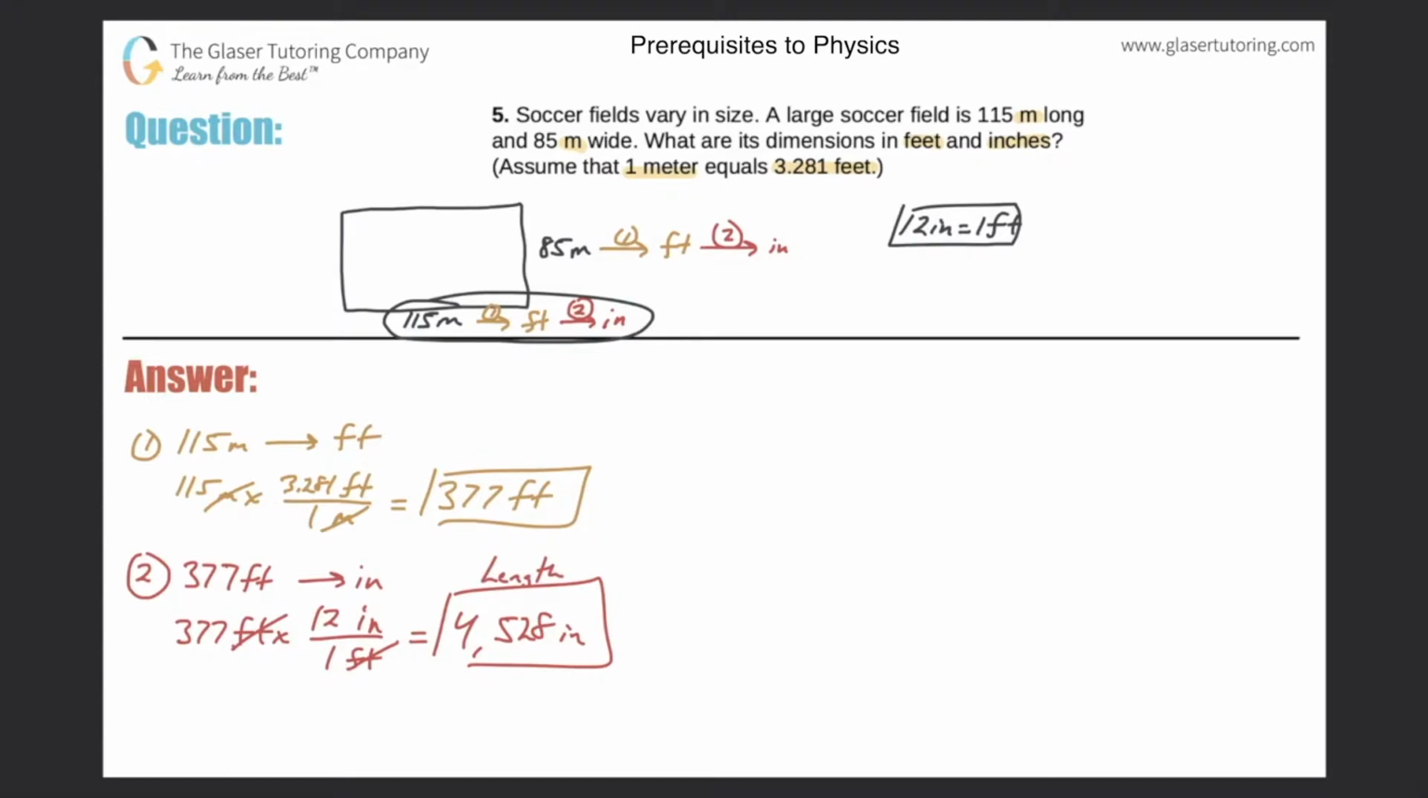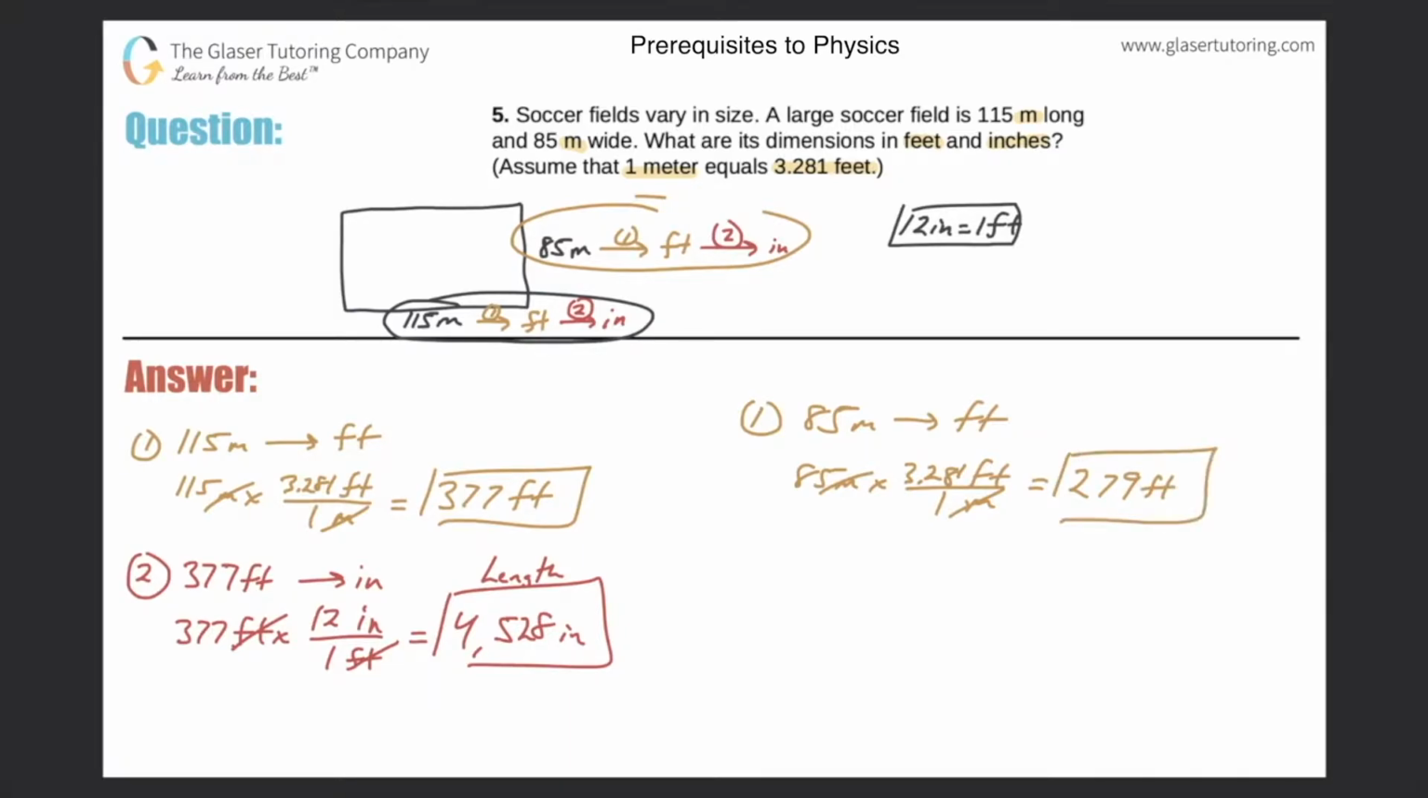Next one, let's now focus on the width. So it's basically the same process, right? So first step, we're going to take 85 meters and convert that into feet. So we're going to write down what we have, 85 meters. Put meters on the bottom, feet on the top, and then the numbers, 3.281 feet in 1 meter. Meters cancel. So now plug that into your calculator. 85 times 3.281. And again, I'm going to round. That comes out to about 279. Okay, great. That comes out to about 279 feet.